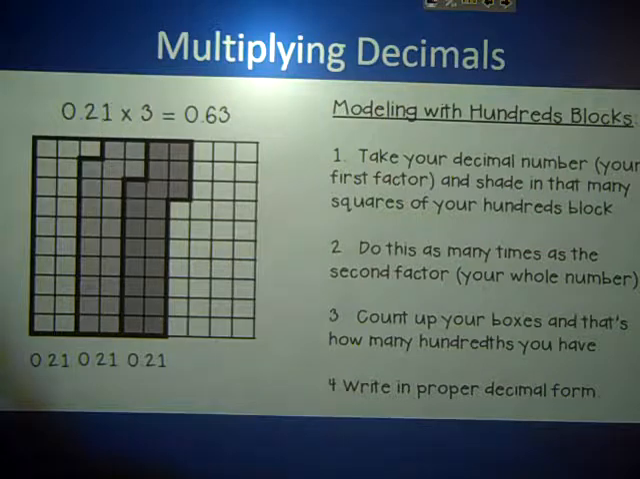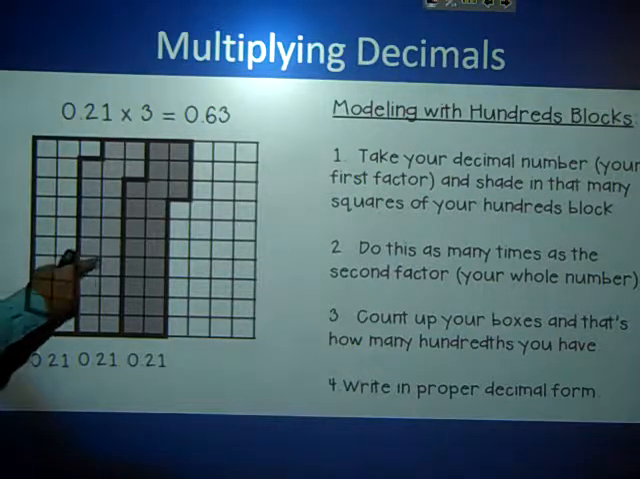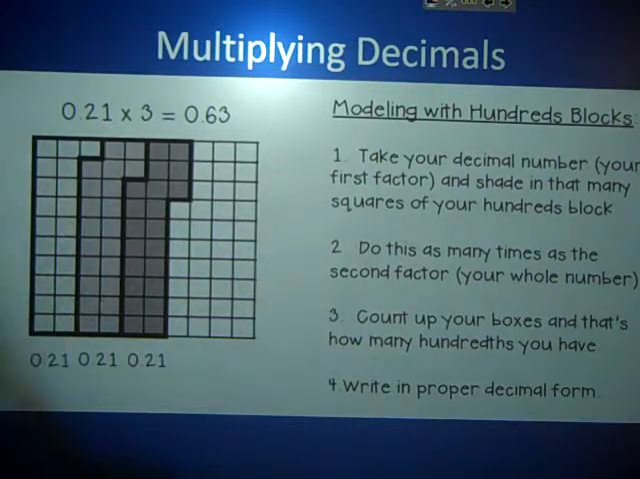So in your journal, on the left-hand side, find this picture. It says 21 hundredths times 3. That means 3 groups of 21 hundredths, right? Look at my modeling with hundreds blocks. Step 1 says take your decimal number, your first factor, that's 21 hundredths, and shade in that many squares of your hundredths block. So how many squares did I shade in first? 21. How many times did I do it? 3 times. I do it as many times as the second factor.